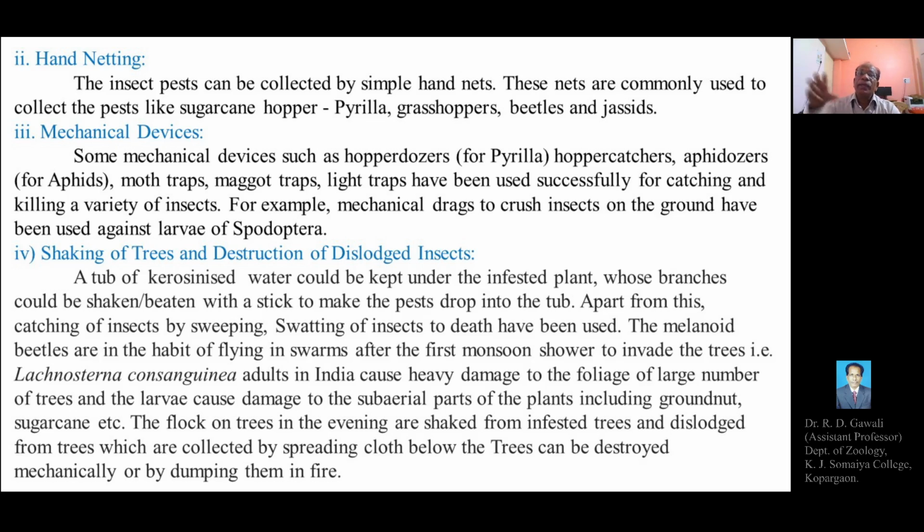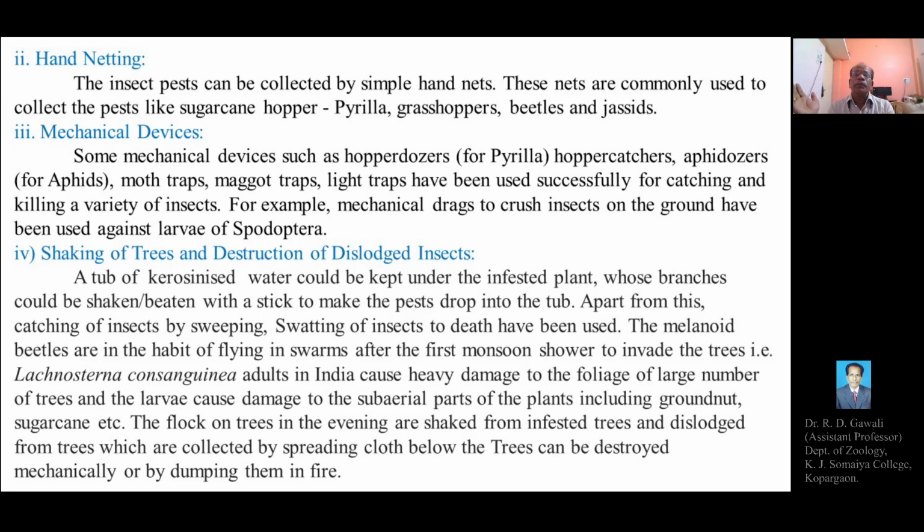For example, mechanical drags to crush the insects on the ground have been used against the larvae of Spodoptera. So there are different types of mechanical devices which can be used either as traps, nets or draggers, and these are used specifically for a particular group of insects for controlling or catching them. Then another mode of mechanical measure is shaking of trees, simply shaking the trees and the destruction of dislodged insects.